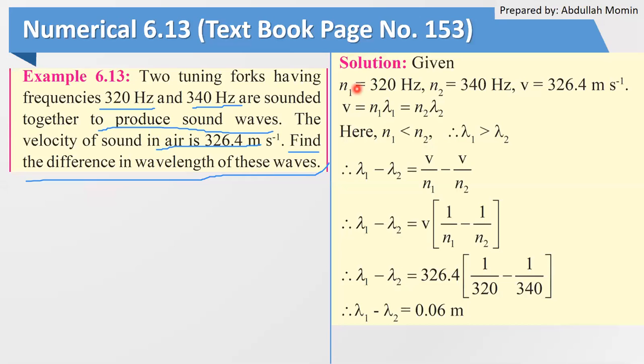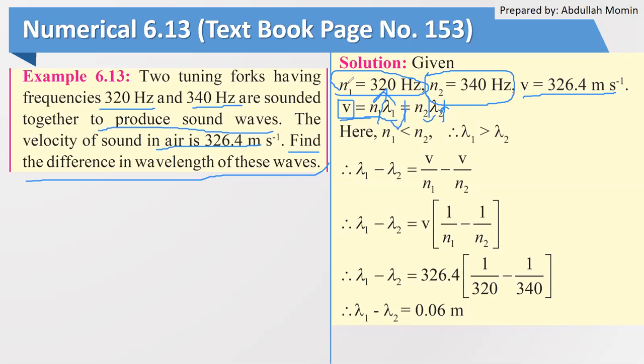So what is given here? The frequency of the first wave is given, that is 320 Hertz. The frequency of the second wave is also given, that is 340 Hertz. And the velocity of sound is given, which is 326.4 meter per second. We know that V is equal to N1 lambda 1 and V is equal to N2 lambda 2. V will be constant. If you increase the frequency, wavelength decreases. If you decrease the frequency, wavelength increases.